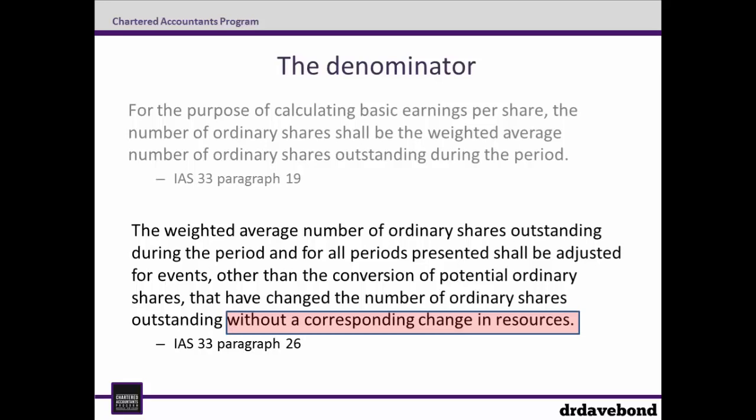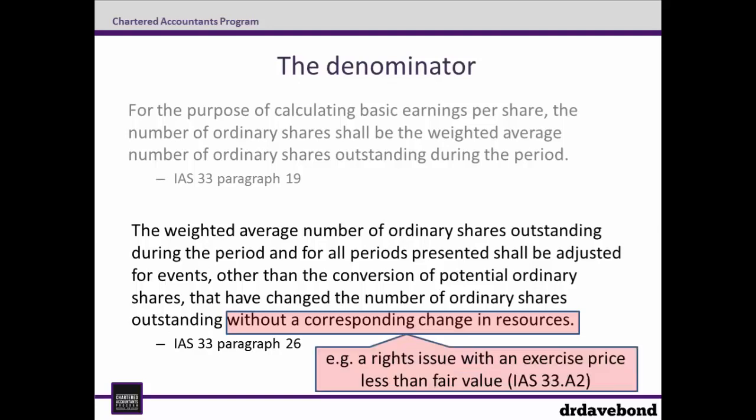A good example of this is a bonus issue, because the number of shares outstanding has increased, however there was no investment by the shareholders. A rights issue isn't quite the same because there is additional investment. However, IAS 33 paragraph A2 notes that a rights issue with an exercise price less than fair value contains a bonus element. As the exercise price of £2.50 is less than the fair value of £3.75, there is a bonus element in this case, and we do need to make an adjustment for it.